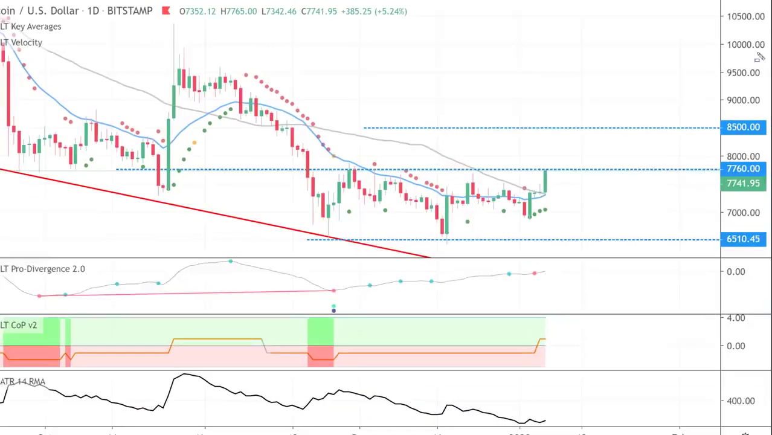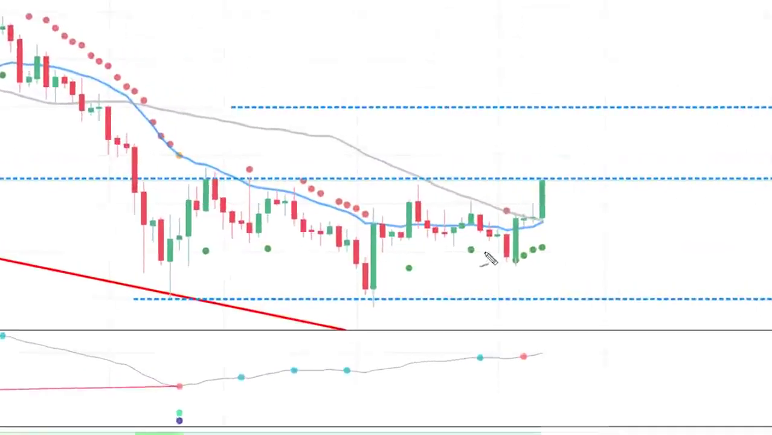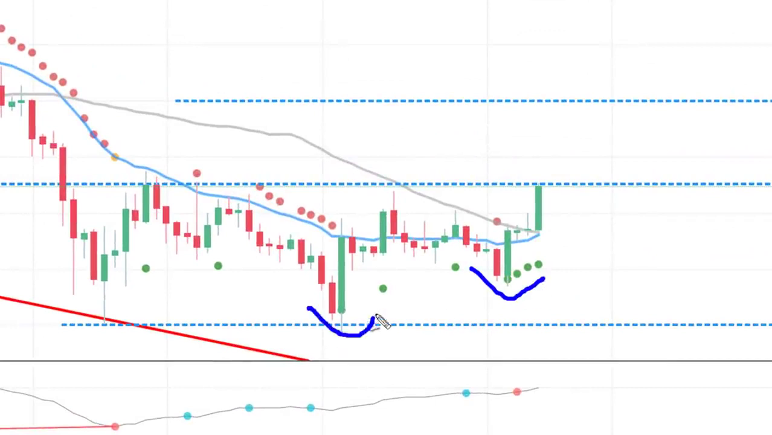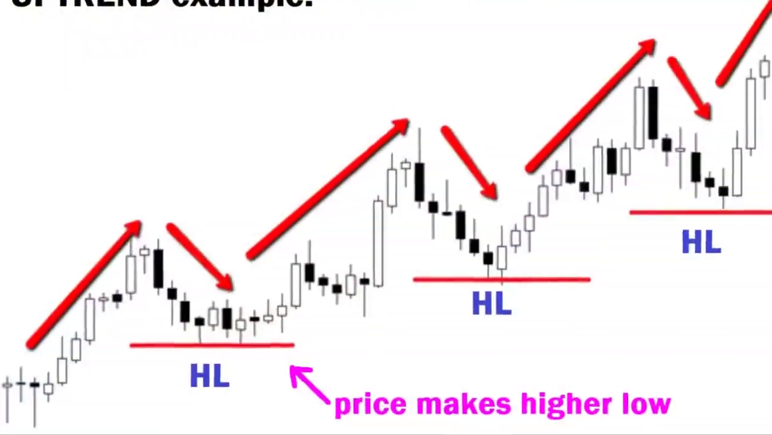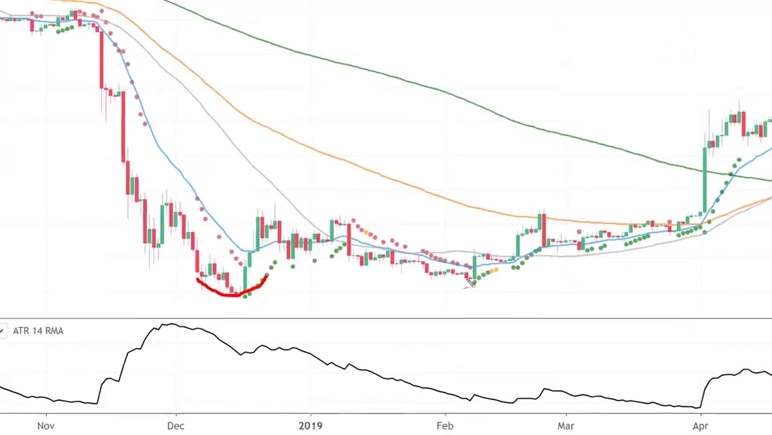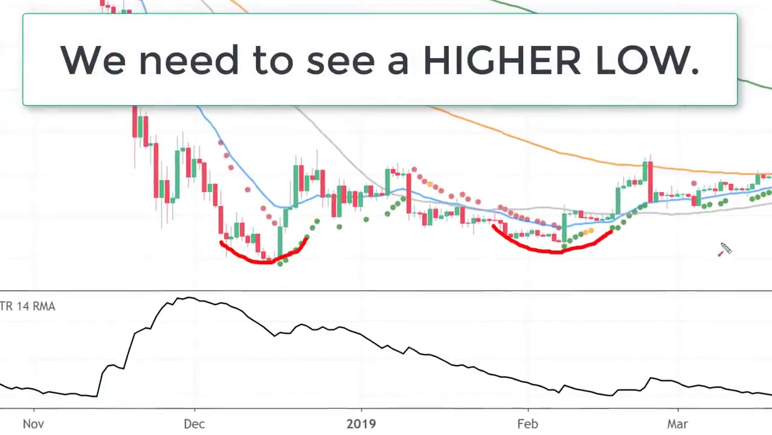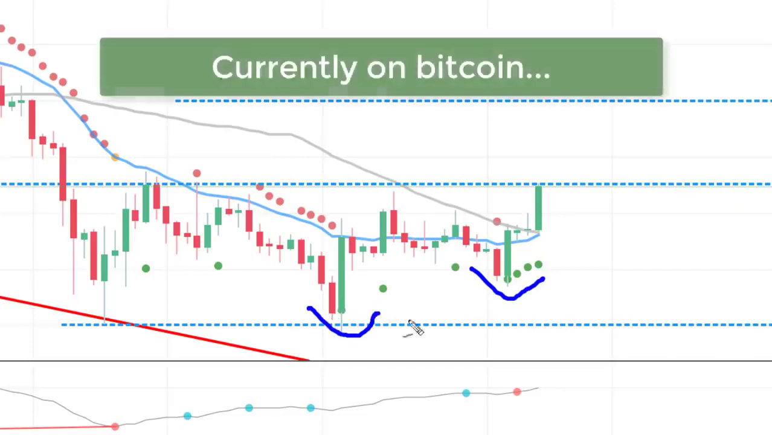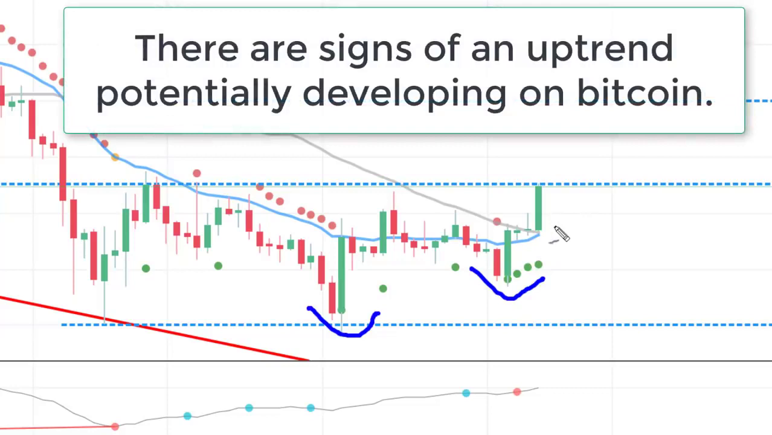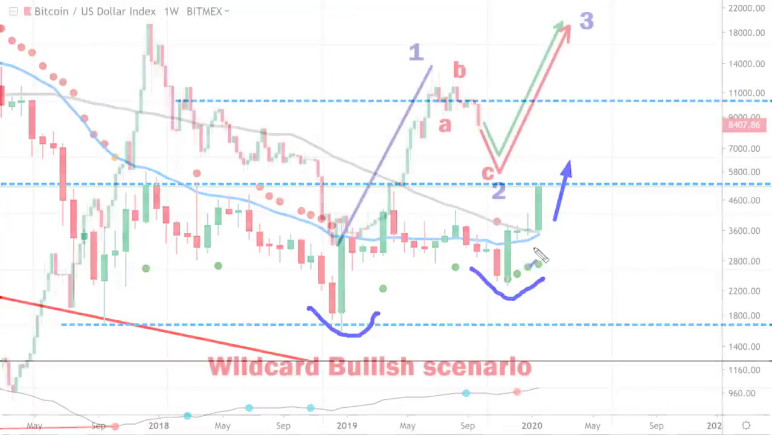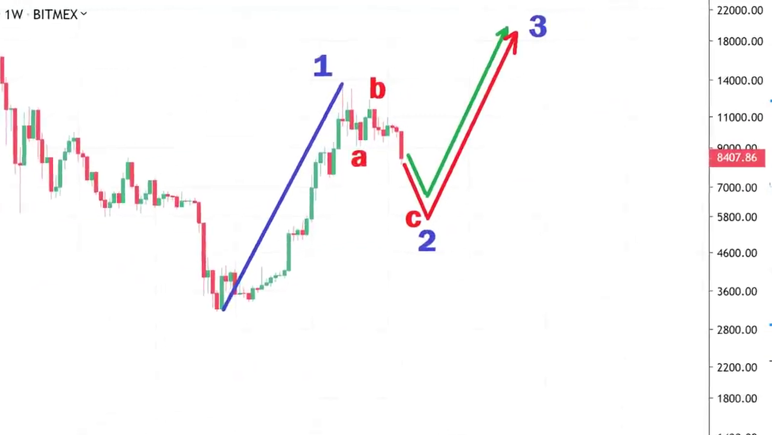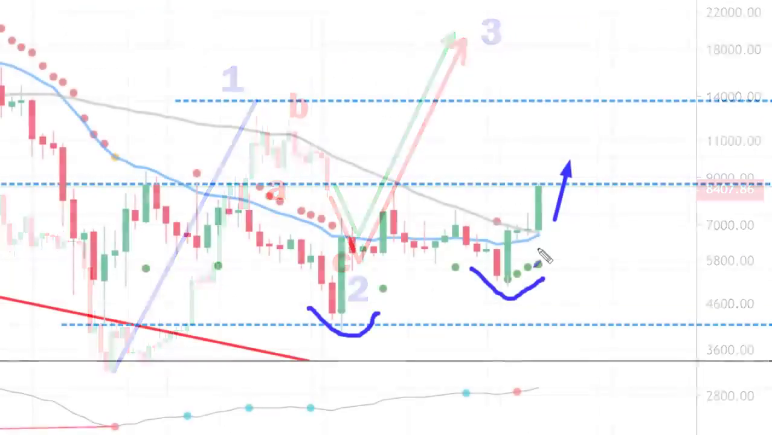Also, just to mention here that it seems we're forming a sort of higher low here on the chart. I mentioned this before. We need to see a higher low. Once the volatility has dropped, I want to see a higher low on Bitcoin. A higher low is a significant sign of a brand new uptrend developing, similar to what we saw at the beginning of the year in 2019. And it does appear that we're beginning to form the signs of a higher low here on Bitcoin. If this can break out to the upside, this could actually initiate the signs of an uptrend and perhaps the next major bullish phase in Bitcoin, the wild card scenario that I mentioned previously.